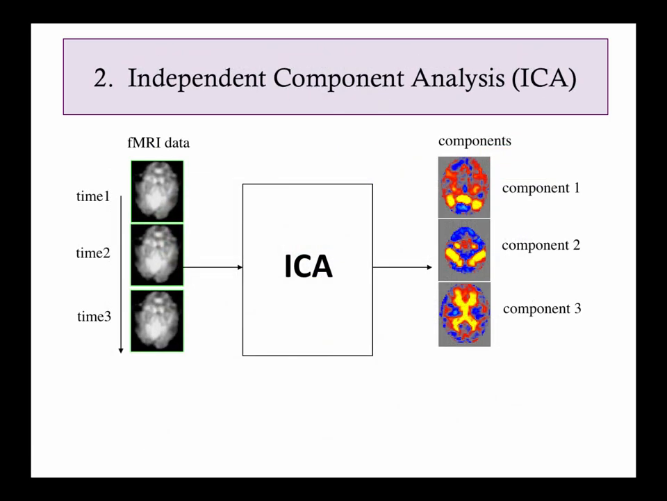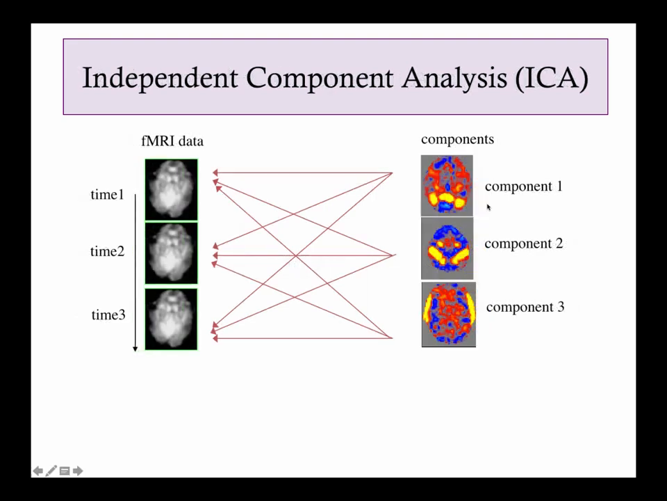So the second method we'll cover is ICA, independent component analysis, which is also a very, very popular method. And the basic idea behind this model is that you input your fMRI data, which is a sequence of BOLD volumes at each TR across the scan. And what comes out is a set of components that linearly combine at each point to generate the observed data.